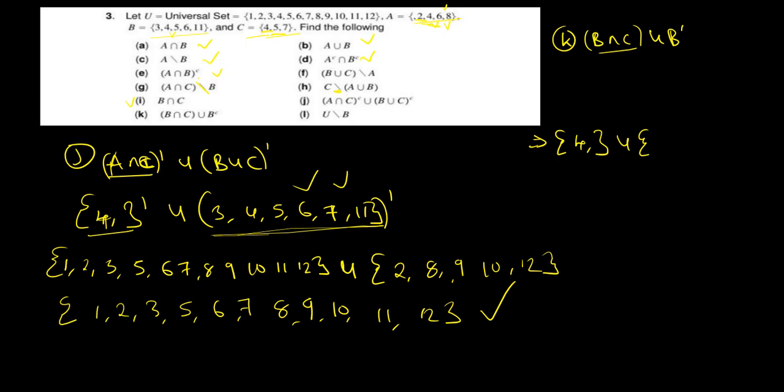Now B complement is everything excluding what? B. So B has what? 3, 4, 5, 6. So in the universal, remove 3, 4, 5, 6, 11. Okay, so we are now putting 1, 2, 3 is there, 4 is there, so 5 is there, so 6 is also there, so 7, 8, 9, 10, 11 is there, so put 12 like that.